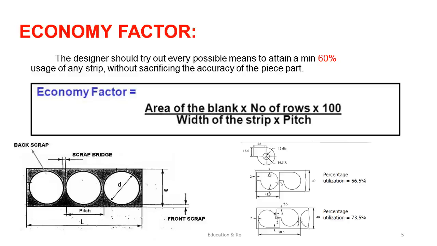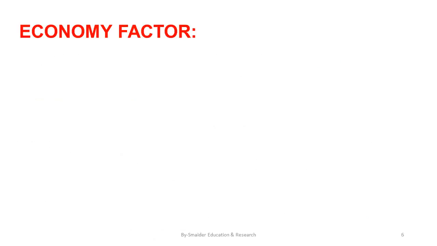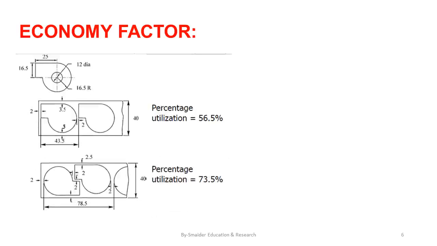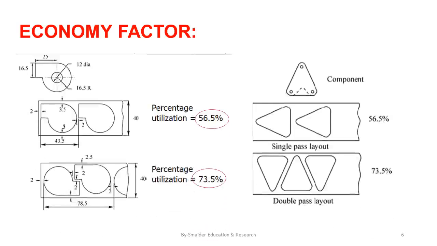So what does it mean? The economy factor is not a constant factor. You have to keep working, keep analyzing the strip layout and placing the components so that your utilization percentage goes beyond 70% or 60%. Again, on the economy factor, here are some examples. The same example is repeated here, 56% and 73%, and another layout you can check here. The same component placed in a single pass layout and in a double pass layout gives a different utilization percentage. One is 56.5%, one is 73.5%.